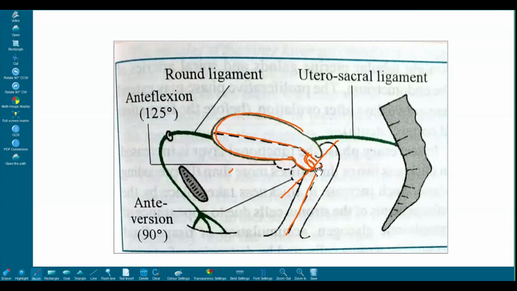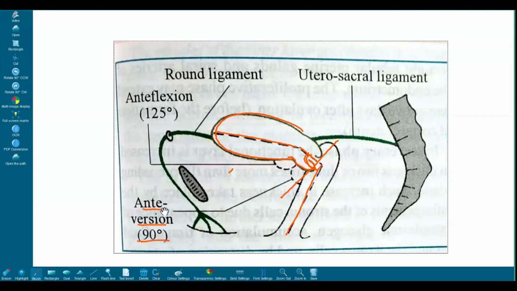So normally, the uterus is antiverted in position. Okay, it is very, very important. It is antiverted in position. That means anti matlab आगे की तरफ bend. So it is bending forward and this angle is around 90 degree. Okay, so this is antiversion. यहाँ पे देखो diagram ये लिखा हुआ है, antiversion and the angle is around 90 degree.